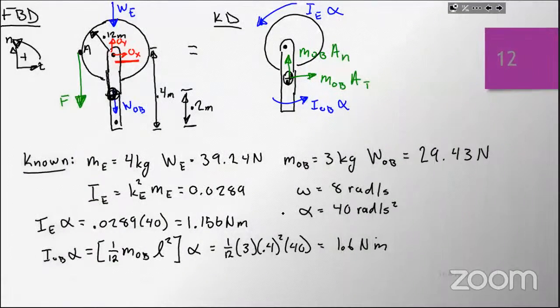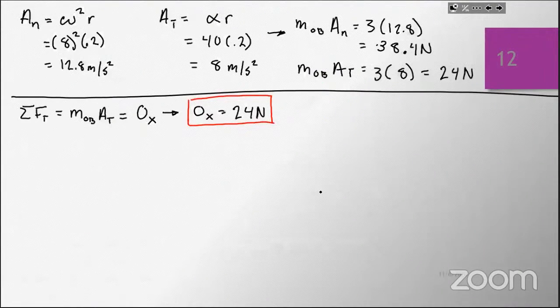Okay? Oh, that was weird. Okay, cool. So I'm going to sum my moments about point O. And if I sum my moment about point O, this is going to be equal, and this is something that we covered in class on Wednesday, but we didn't really talk about what it means.